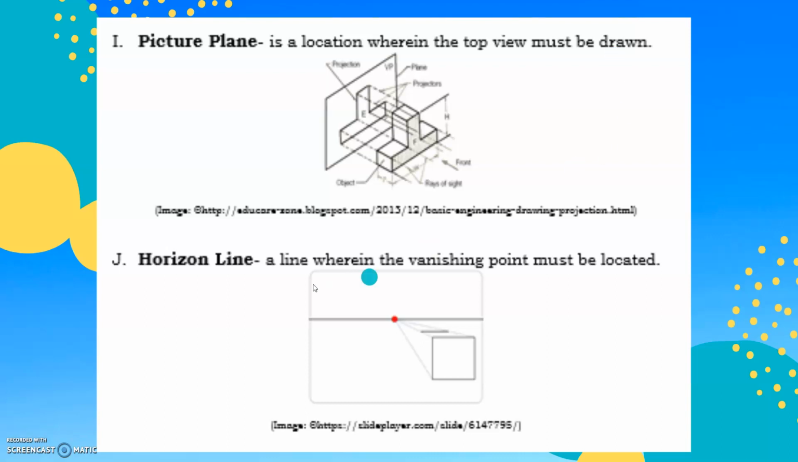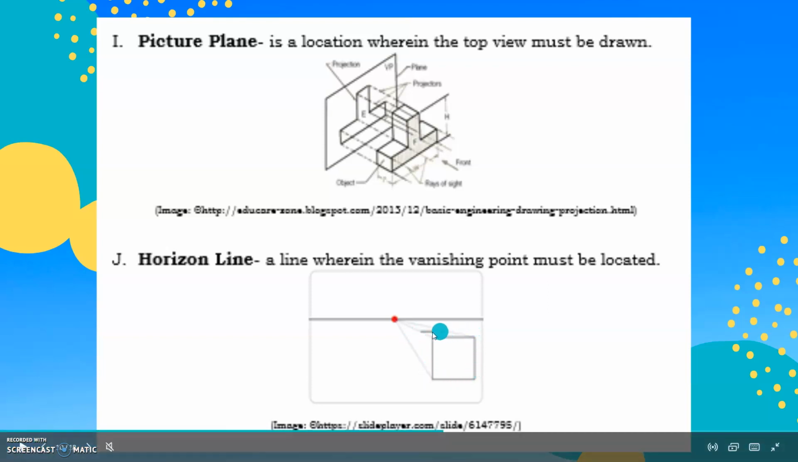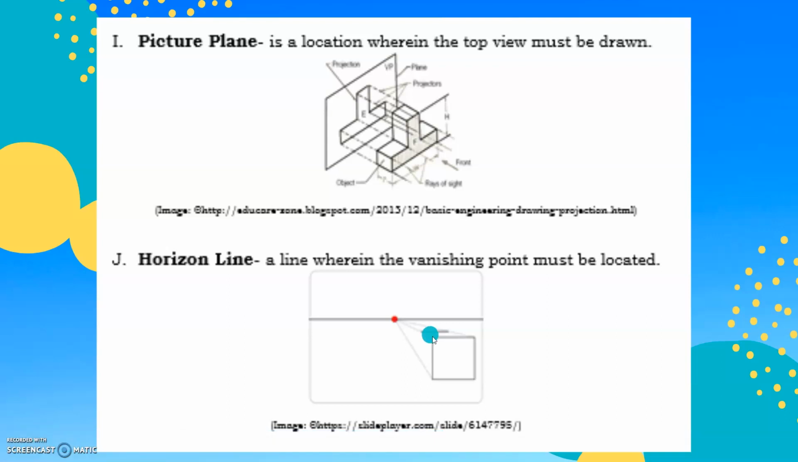Next to that is the horizontal line, a line wherein the vanishing point must be located. For example, this is the horizontal line, and when we put a point on the horizontal line, we call it the vanishing point. In this object, a square, the vanishing point was located at the center.